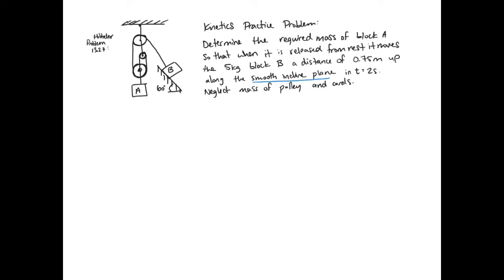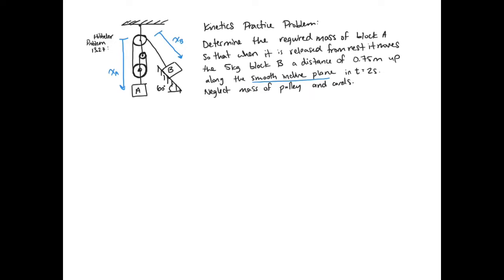So we'll start off this problem by defining our position coordinates and our free body diagrams. For block A, I'll define the distance of block A to be like this. And then I'll do block B down the incline like this. So this is XB. So I'm actually doing different coordinate systems for block A and block B.